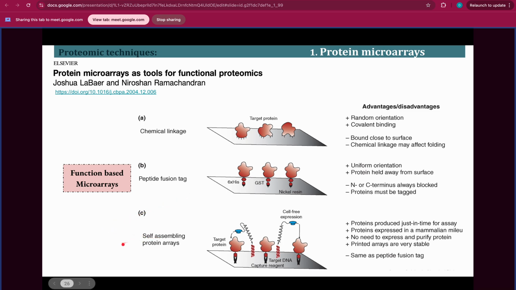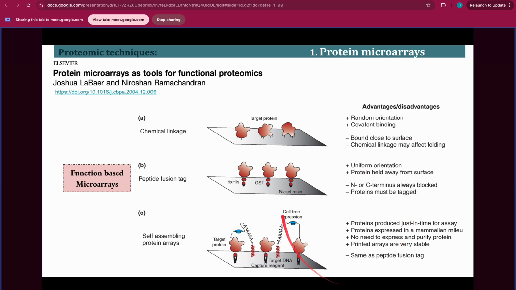Then the third method is the self-assembling protein arrays, in which the proteins are produced just in time for the assay, and proteins are expressed in a mammalian milieu, like proteins are expressed in normal cells. Similarly, the expression can be observed here as well, and there is no need to express and purify the proteins, and printed arrays are very stable. But the problem is that, same as the peptide fusion tag, we have to tag multiple proteins, so that is one of the limitations. So this is all about the functional based microarrays.